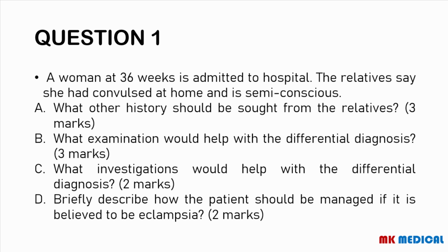Then part D, briefly describe how the patient should be managed if it is believed to be eclampsia. Management involves stabilizing the mother, so doing your ABCs, ensure that the airway is patent and the patient is breathing, suction any secretions that may be present, give oxygen to this mother, and insert 2 large bore cannulae, and collect blood for investigations, if it has not yet been collected. Insert a urinary catheter, monitor the blood pressure, and ensure that you stabilize the blood pressure using the appropriate pharmacological drugs.